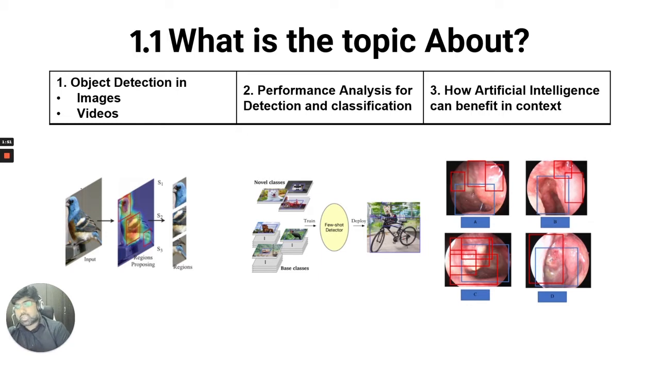Object detection in combination with the classification algorithms is being evaluated by various evaluation metrics, such as, for example, accuracy, precision, speed, and some other evaluation metrics. These are used for performance analysis.